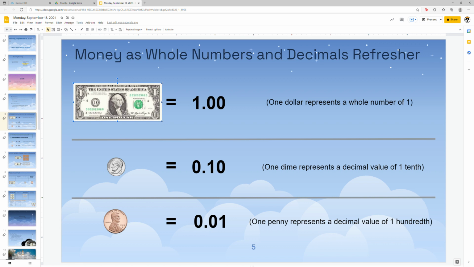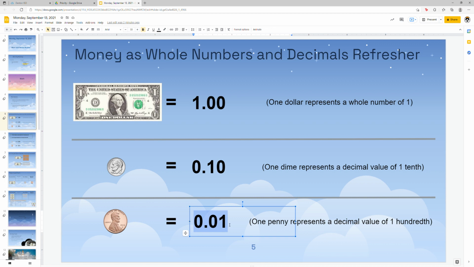$1, for example, is equal to one whole, right? $1 represents a whole number of 1. A dime is part of $1, right? It's less than a dollar. A dime represents 1/10. So one dime represents a decimal value of 1/10. Then we have a penny also. A penny is worth 1/100th. One penny represents a decimal value of 1/100th.